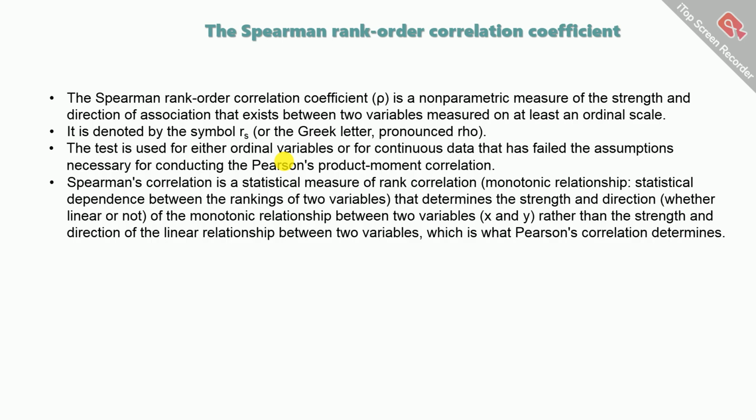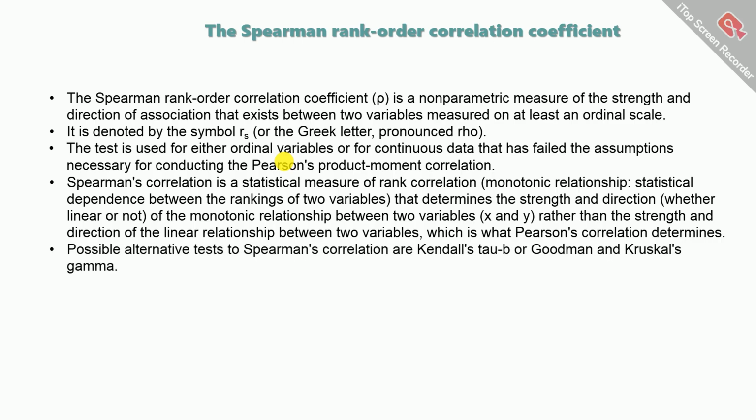Spearman's correlation is a statistical measure of rank correlation, that is, a monotonic relationship, that determines the strength and direction, whether linear or non-linear, of the monotonic relationship between two variables x and y, rather than the strength and direction of the linear relationship between two variables, which is what Pearson's correlation coefficient determines. Possible alternatives to Spearman's correlation are Kendall's tau-b test, or Goodman and Kruskal's gamma test.